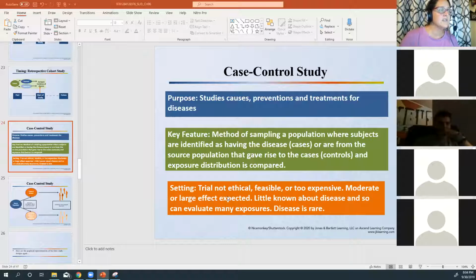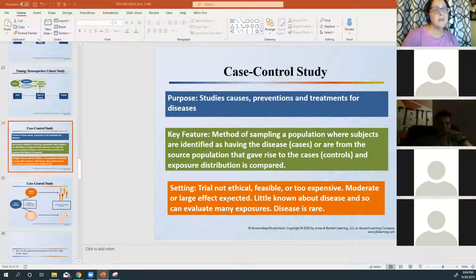When do we do a case control study? Well, when a trial is not ethical, feasible, or it's too expensive, so many of the same conditions as a cohort study. Again, if you have a very small effect, it's going to be hard to detect, so we're expecting a moderate to large effect. It's great when little is known about a disease or when a disease is very rare.